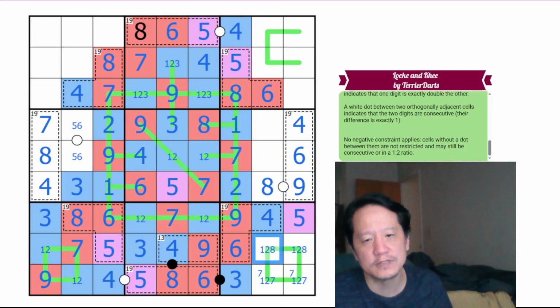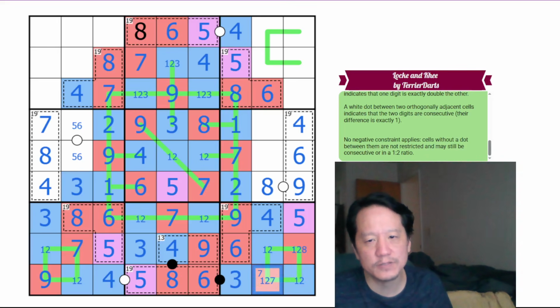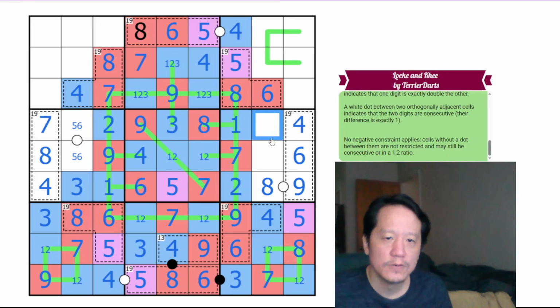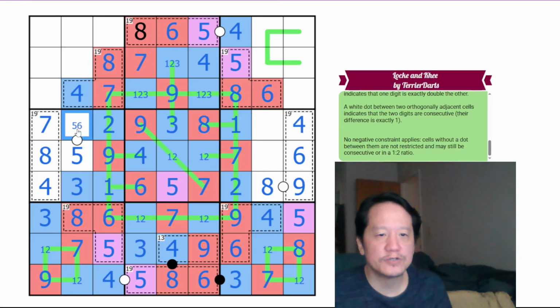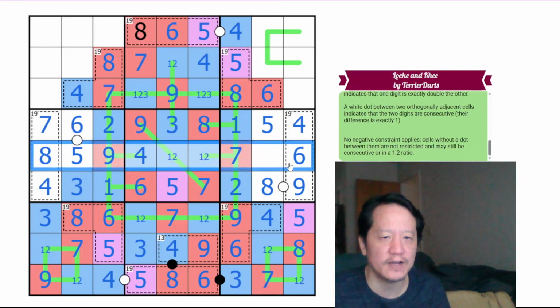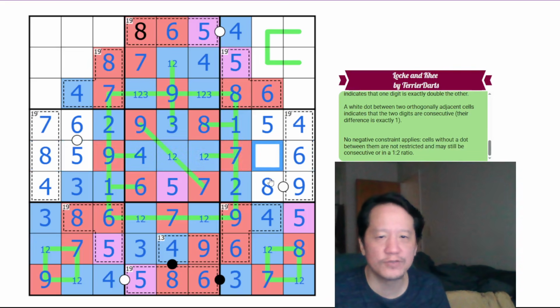That makes this 8. This cannot be 8, so this must be low and is 1 or 2. These are both high then, and this must be low. So no 7 here. This must be 7, and this must be 8. 6 eliminates 6 here, so it's 5 and 6. 3 eliminates 3 here. Remaining digit in row 4 is a 5. Remaining digit in row 5 is a 3.